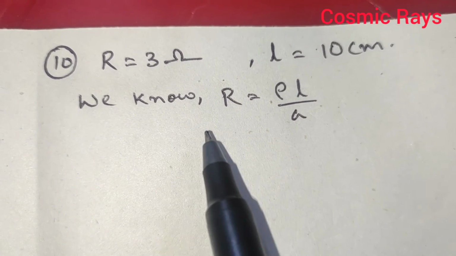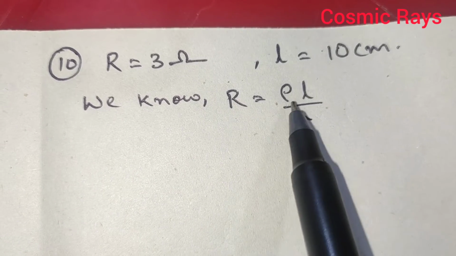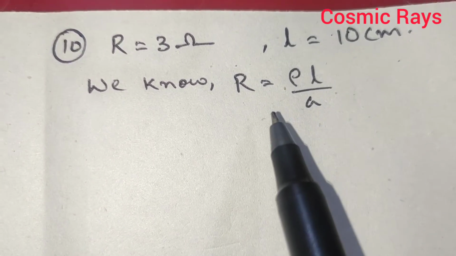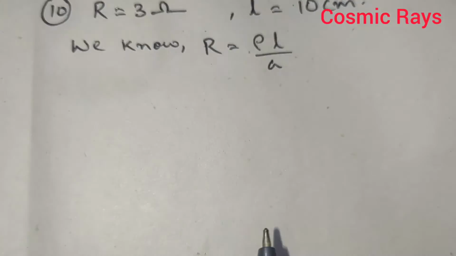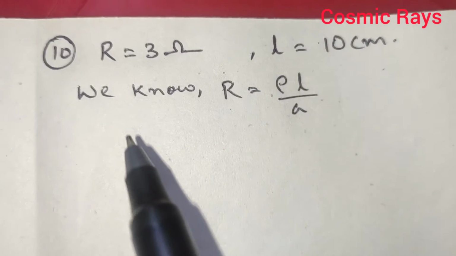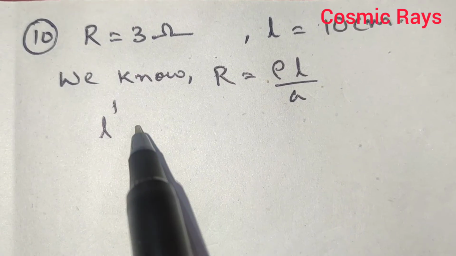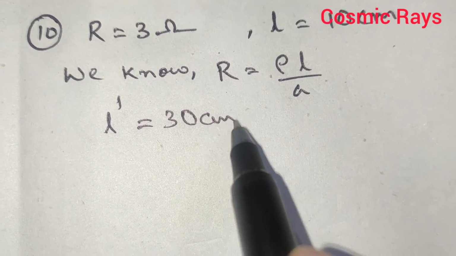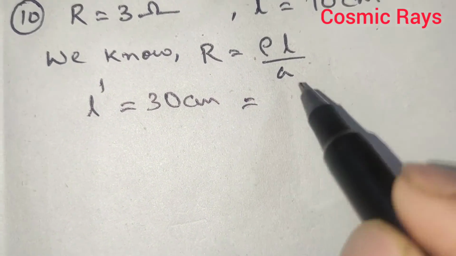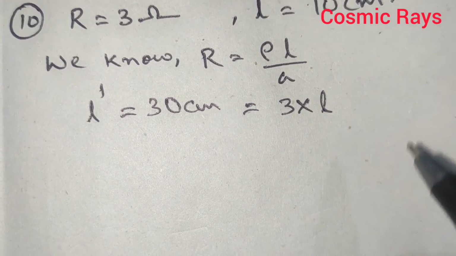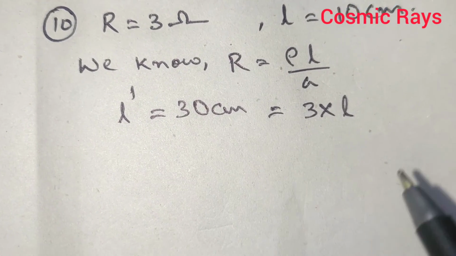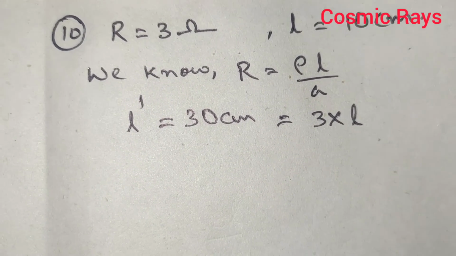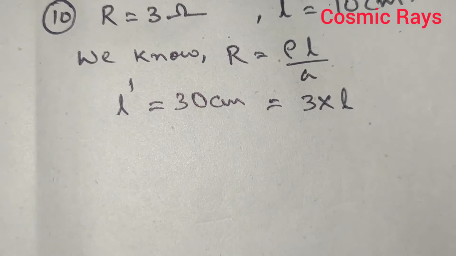Now we know that R is equal to rho L by A. We are using this formula. Now they have said that the wire is stretched and the new length, let's say L prime, is 30 centimeter. I can write this 30 centimeter as 3 times L. That is, the new length is 3 times the old length. Now length has increased by 3 times, so area will decrease by 3 times.